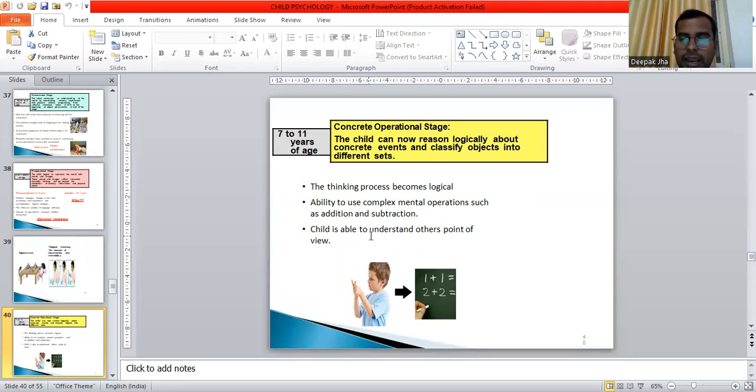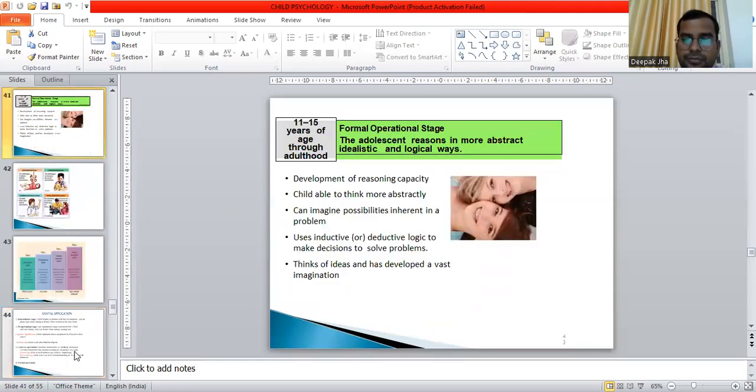Also, the egocentrism part of his thinking starts to reduce. The child is able to understand others' point of view. Because he's going to school, he now has a peer group, so he can see others' viewpoints. His teacher teaches him something, he knows his own viewpoint and the teacher's viewpoint. So the child is now able to understand. This is how the thinking is developing. We are moving away from the egocentric stage.